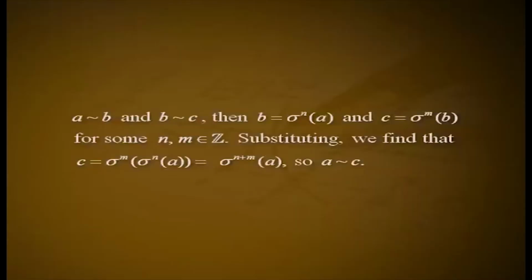Transitive. Suppose A is equivalent to B and B is equivalent to C. Then B is equal to sigma raised to n of A and C is equal to sigma raised to m of B for some n, m belonging to Z. Substituting, we find that C is equal to sigma raised to m of sigma raised to n of A, which is equal to sigma raised to n plus m of A. So A is equivalent to C. Definition. Let sigma be a permutation of a set A. The equivalence classes in A determined by the equivalence relation defined in condition 1 are the orbits of sigma.